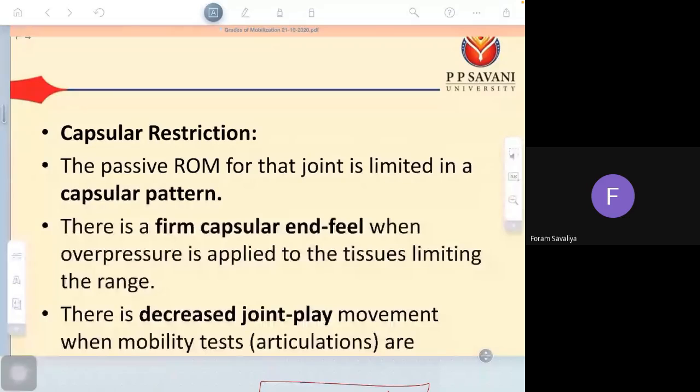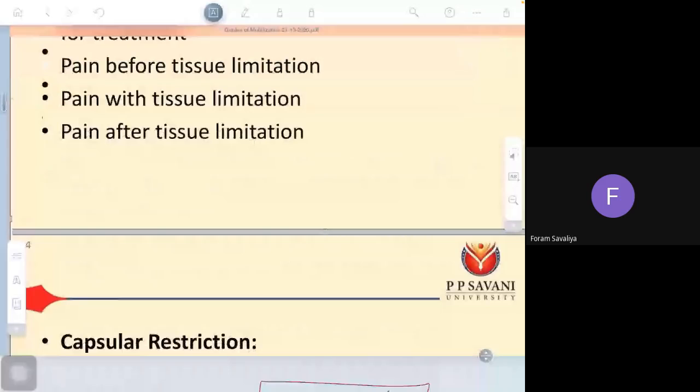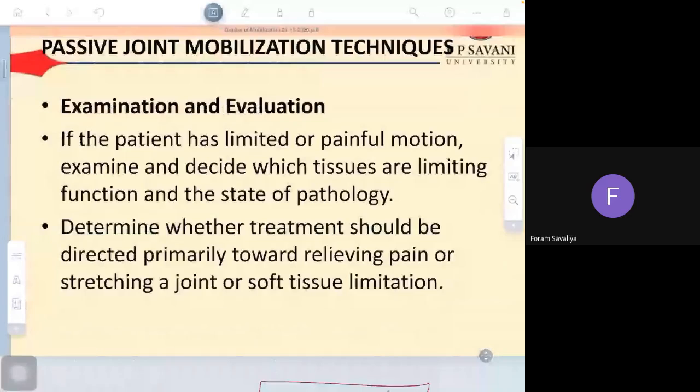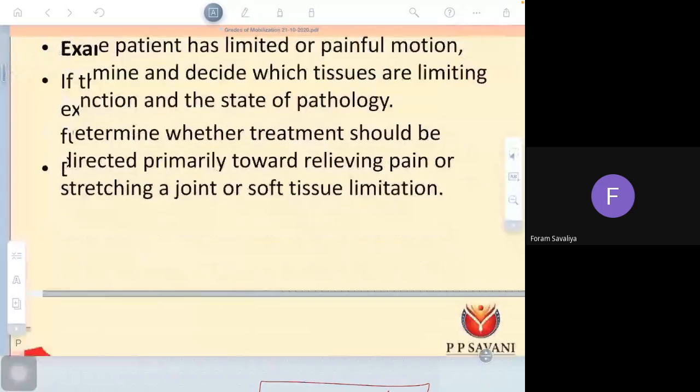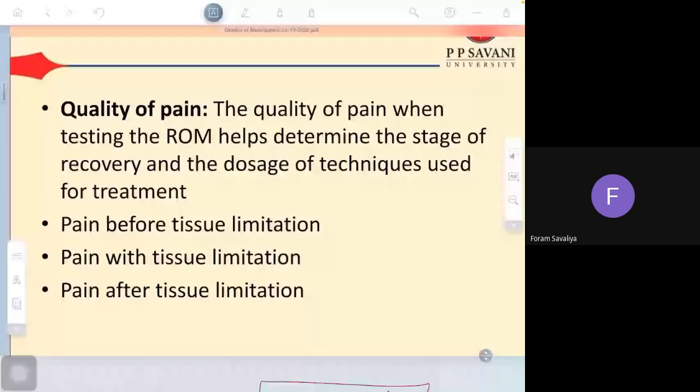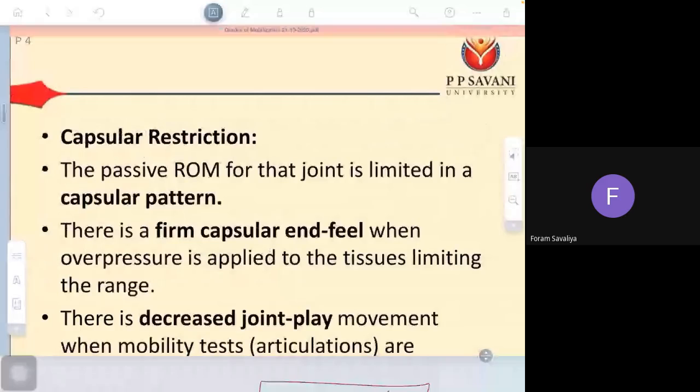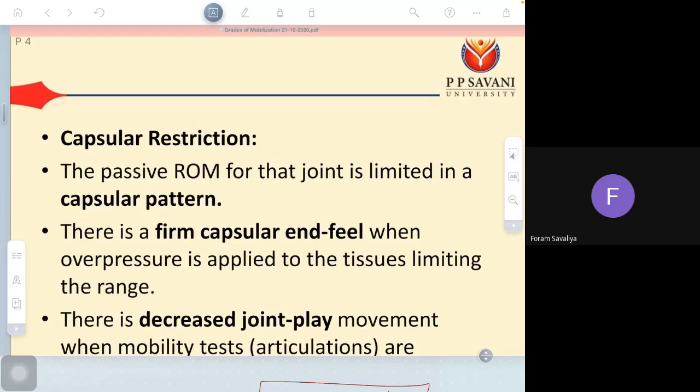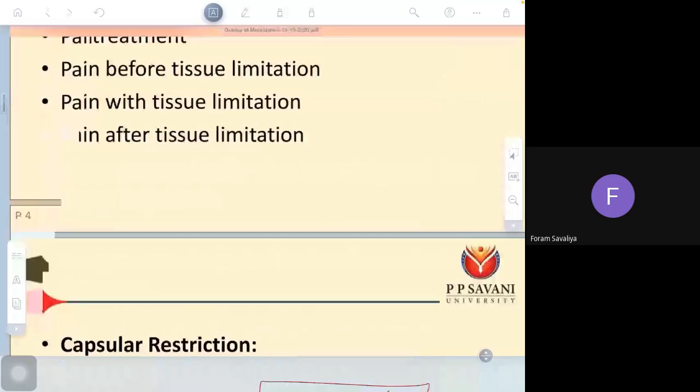practically applying the mobilization. Again I'll repeat the 3 points: examination and evaluation of the joint to be mobilized, quality of pain, and third, capsular restriction, whether the joint is having capsular restrictions or not. These three things you will assess.